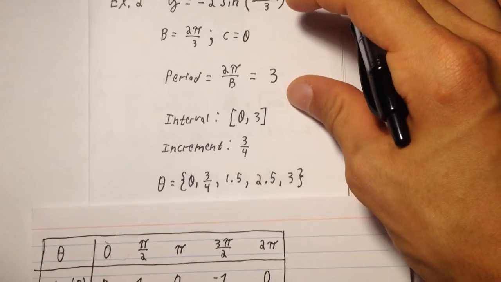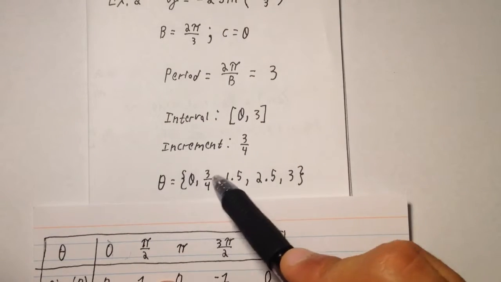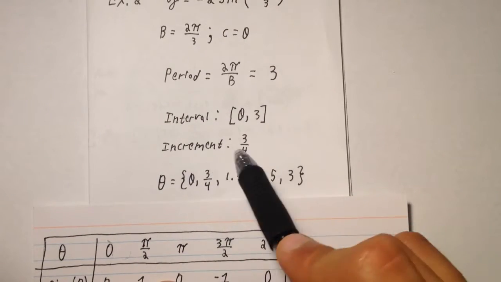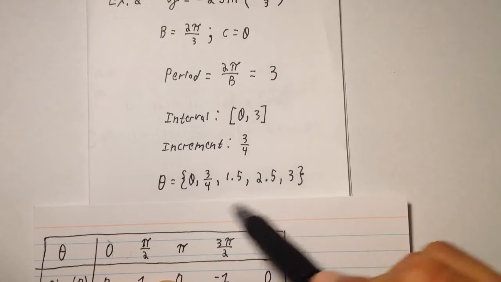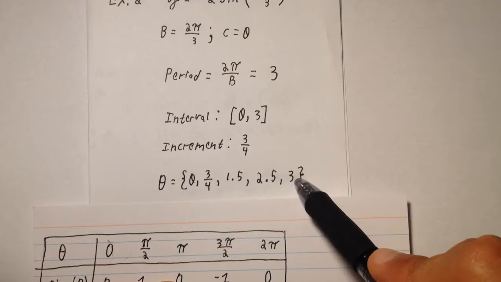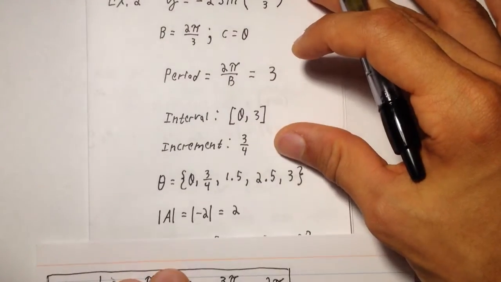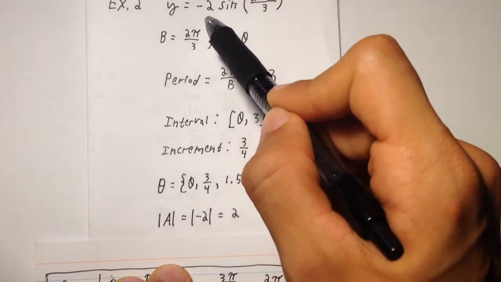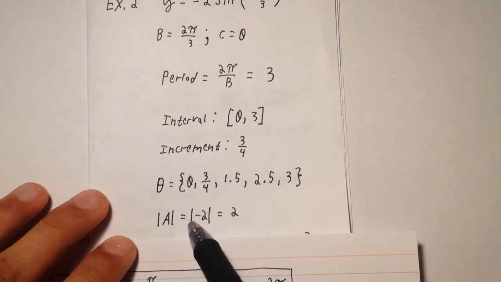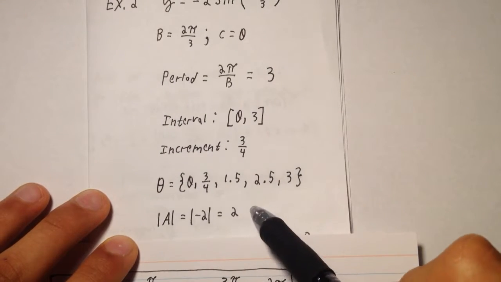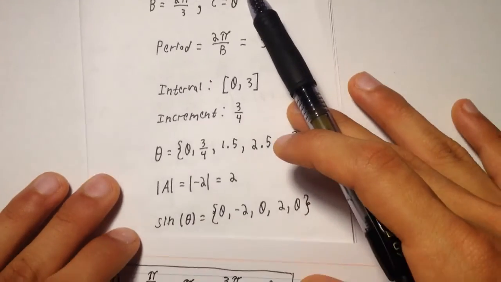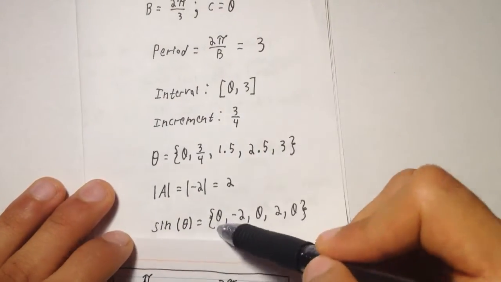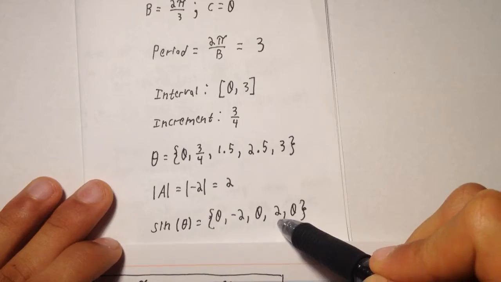My final points are therefore going to be 0, 3/4, plus another 3/4 because that's my increment, plus another 3/4. That's all it is. I updated these values to these values. Finally, my y, as you might have guessed, you multiply by this coefficient 2 here. It's an absolute value. That just tells me my amplitude. You get the idea. My y values are therefore updated to be 0, -2, 0, 2, 0.